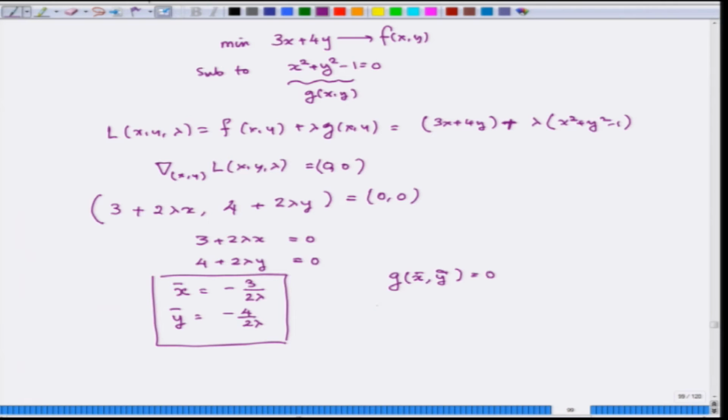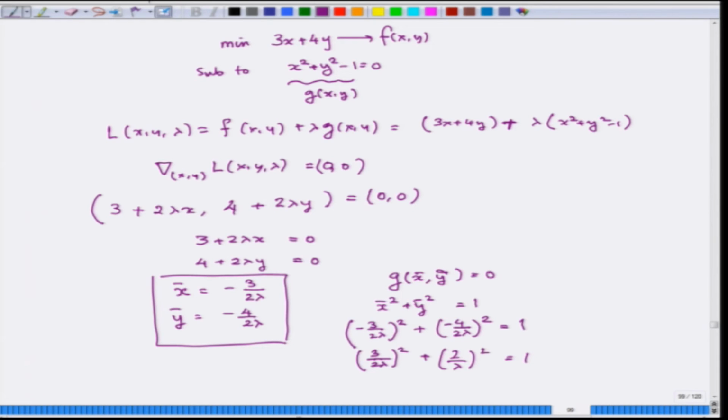So, I will have x bar whole square plus y bar whole square is equal to 1, which will give me minus 3 by 2 lambda whole square plus minus 4 by 2 lambda whole square is equal to 1. It is basically the same as writing 3 by 2 lambda whole square plus 2 by lambda whole square is equal to 1. From here we can really figure out lambda.